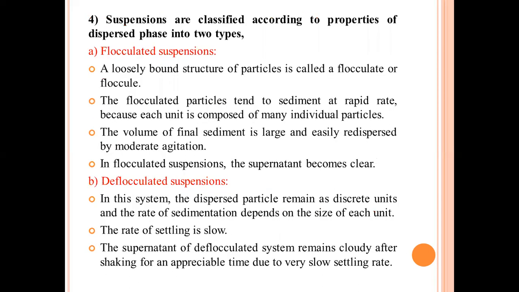The next classification is suspension can be classified based on the properties of dispersed phase into two main types, that is flocculated suspension and deflocculated suspension. So flocculated suspension, as we have discussed, in case of suspension, the solid particles settle at the bottom. Now after settling, when we shake the container, those solid particles will again redisperse. Those suspensions are basically called flocculated suspension. The solid particles form loose aggregate, so on shaking the container, the particles will redisperse again. That is nothing but the flocculated suspension.